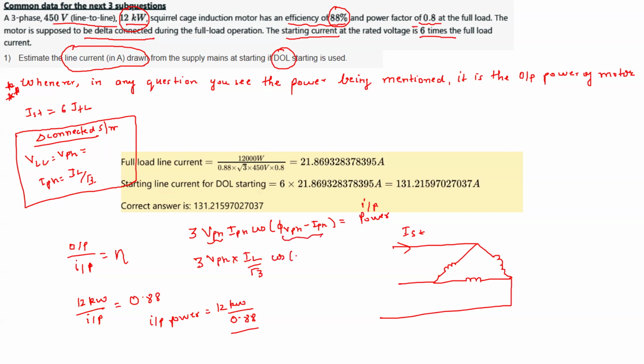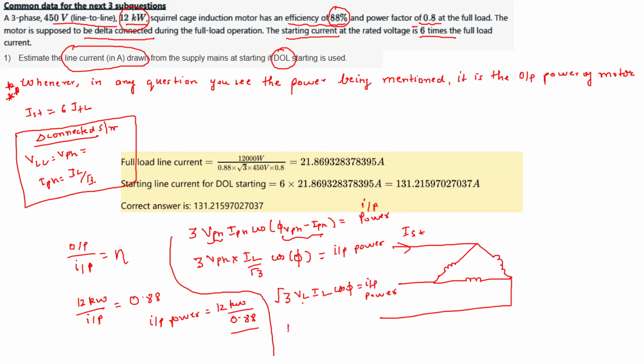And I am writing it as cos phi only because it is known that this power factor angle is the angle between the phase voltage and the phase current. Okay, this is the input power. So what do you have? You have root 3 VL IL, because V phase is equal to line voltage, so I am replacing V phase by VL. IL cos phi is equal to input power.